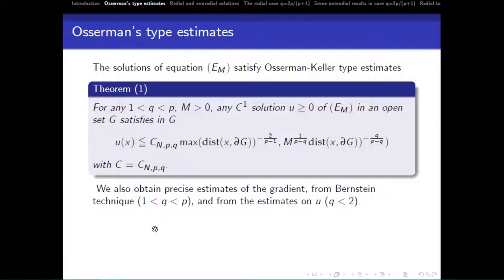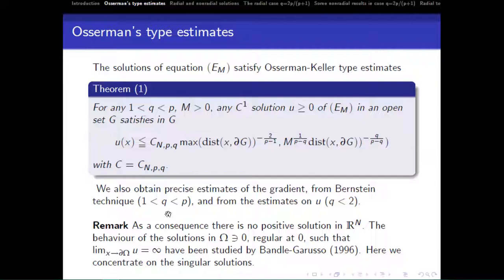And we can also obtain precise estimates of the gradient, either from the estimates of u when q is less than 2, or from the Bernstein technique when q is less than p. So I shall not speak of that today. As a consequence of the Osserman estimate, there is no positive solution in R^n.